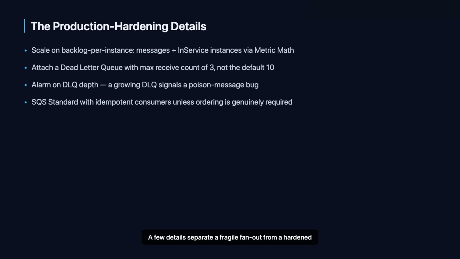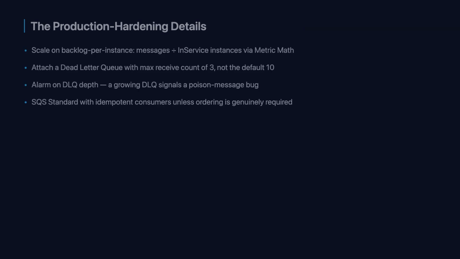A few details separate a fragile fan-out from a hardened one. Scale on backlog per instance, messages divided by in-service instances, computed with CloudWatch metric math. Attach a dead letter queue to every queue, and set the max receive count to 3, not the default of 10. Then alarm on that dead letter queue's depth separately. A growing dead letter queue is your signal that a specific class of message has a bug. Finally, use SQS standard with idempotent consumers unless strict ordering is genuinely required. This decision serves reliability and performance efficiency both.